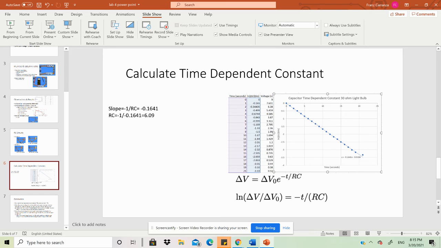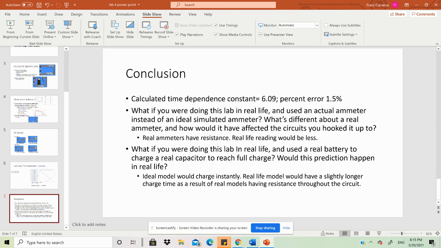Take the natural log of each side of the equation and graph the natural log of delta V over delta V naught. The slope of this graph will give negative 0.1641, which we can set equal to negative 1 over RC. From this, we can calculate the time dependence constant to be around 6.09 seconds. In conclusion, the time dependence constant was calculated to be 6.09 seconds.